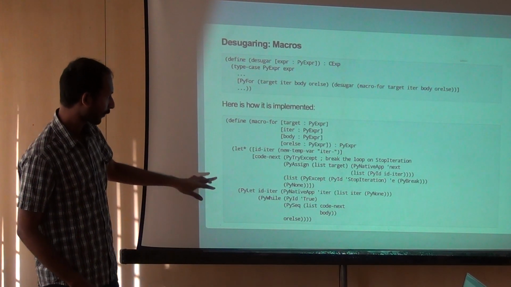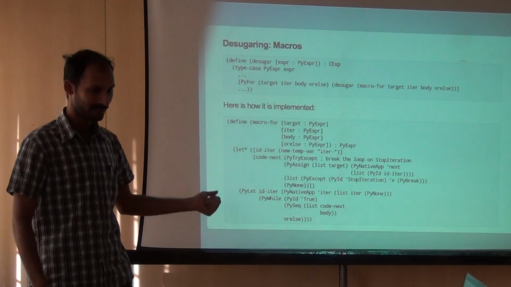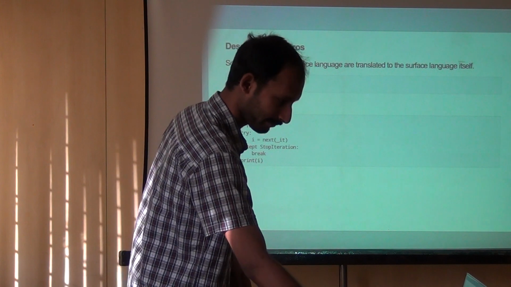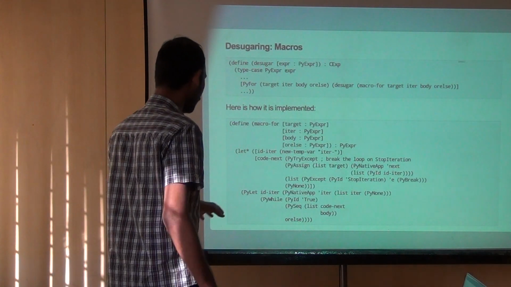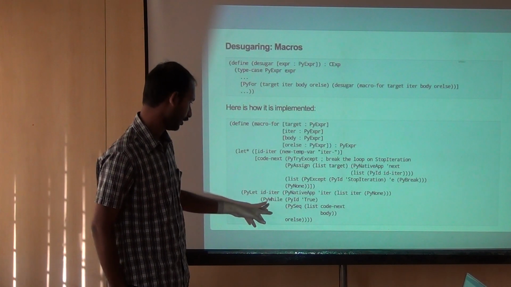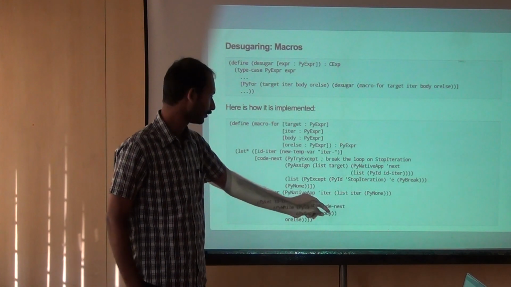It's basically the same thing written in Racket there. So what I'm doing here is let iter equal to iter of that.